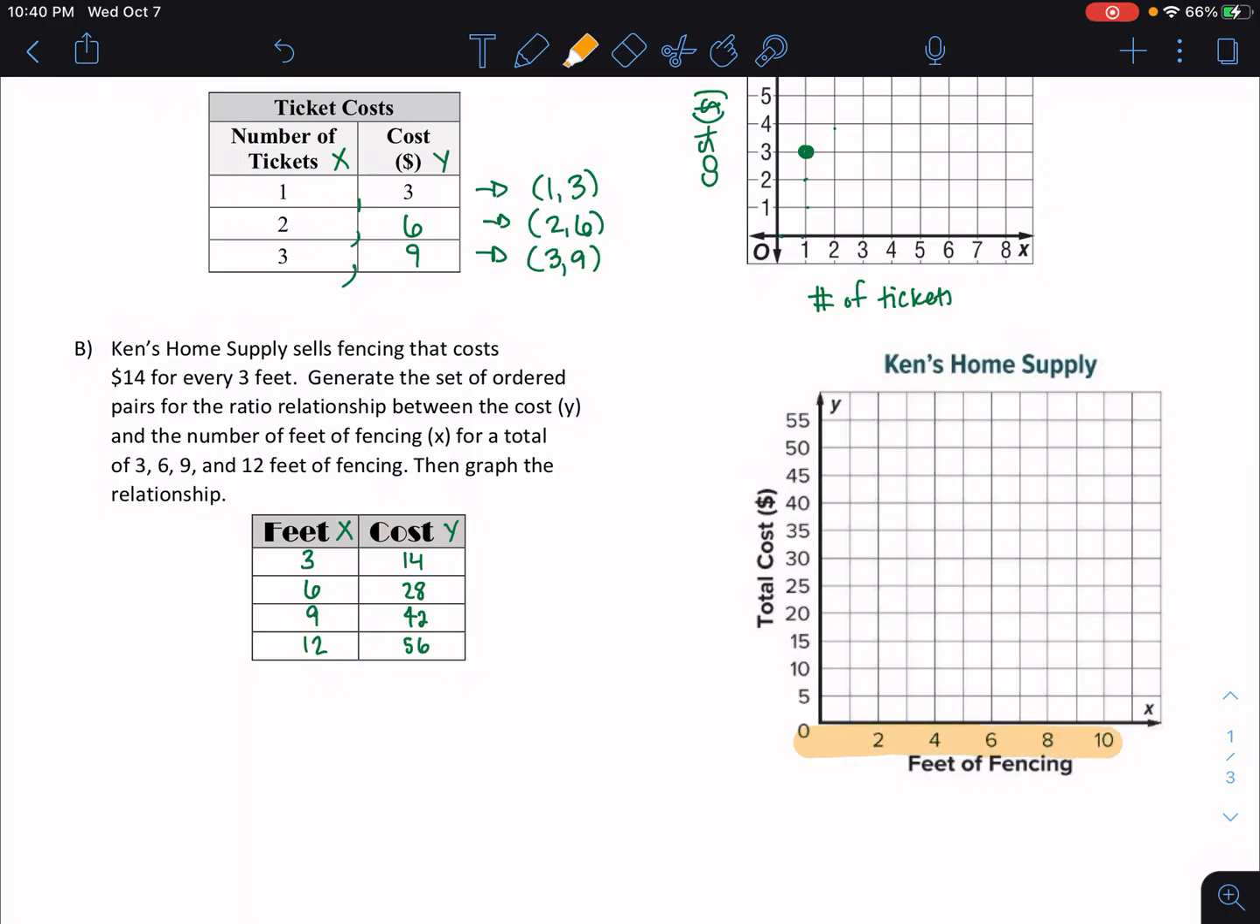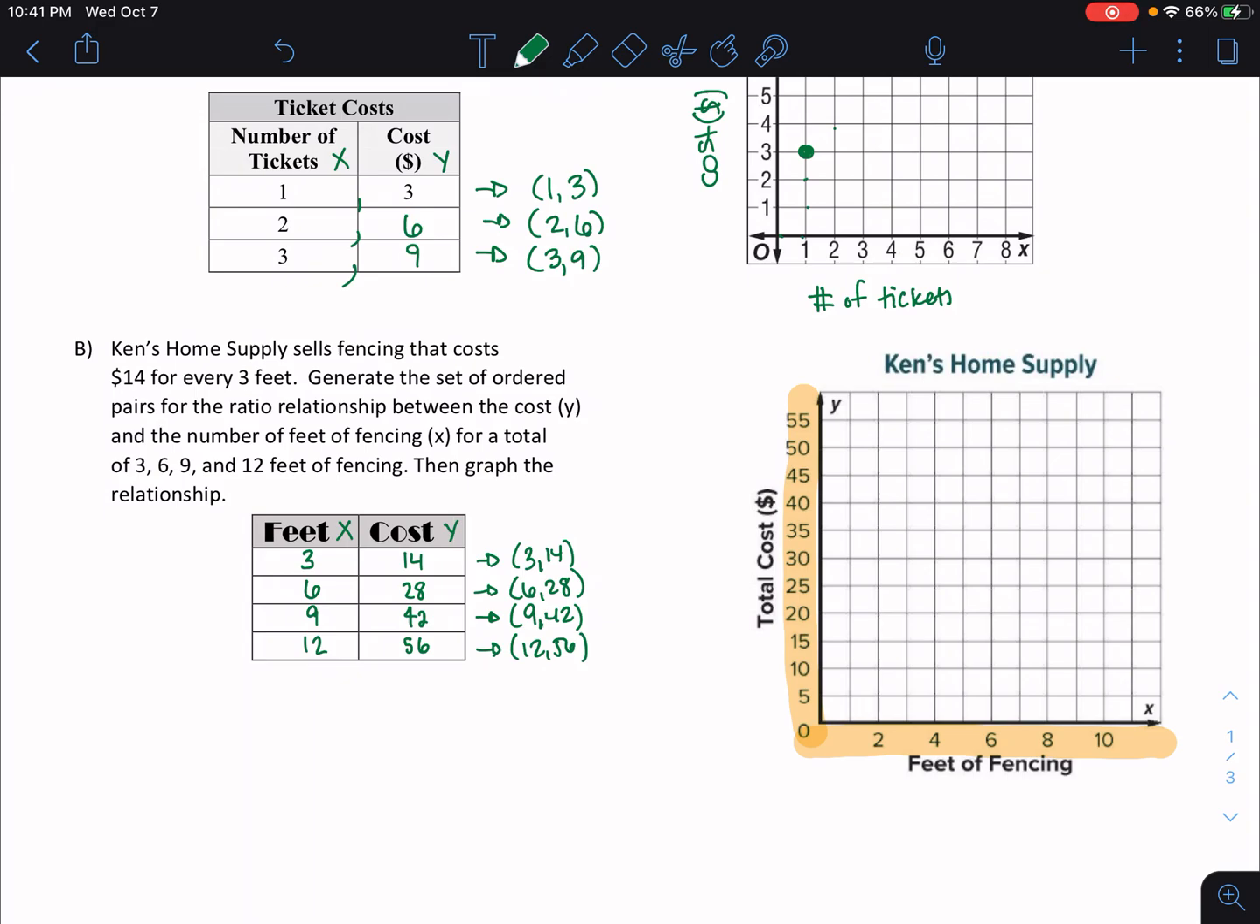Now, if you look at your graph, the labels on the sides are a little bit different. Okay, you can see that it doesn't go up by ones this time. They're just slightly different to kind of accommodate for these larger numbers. So I've got 3 comma 14, 6 comma 28, 9 comma 42, and 12 comma 56.